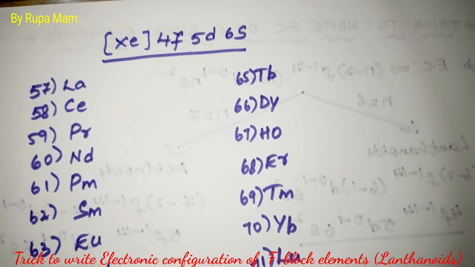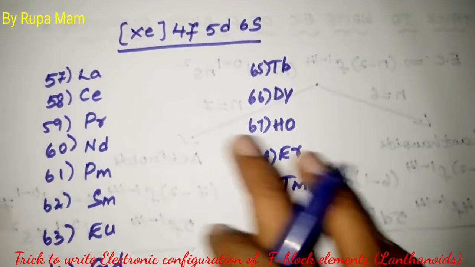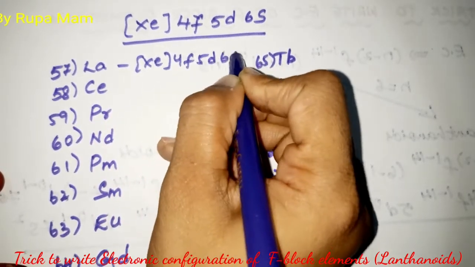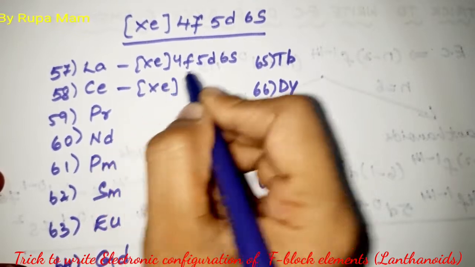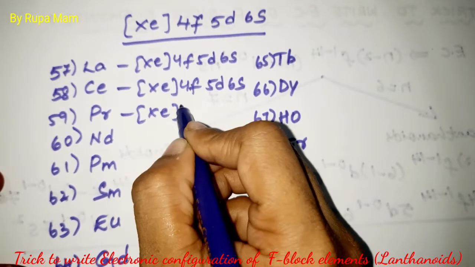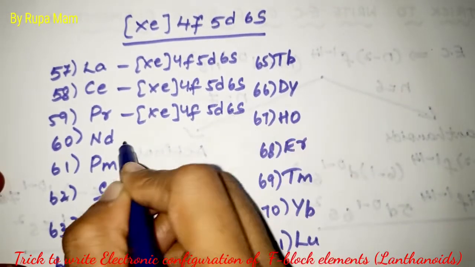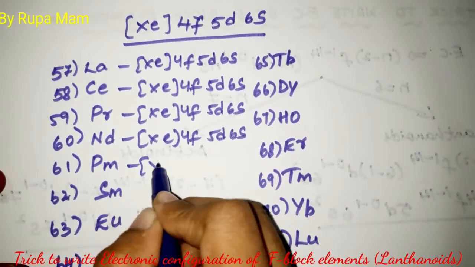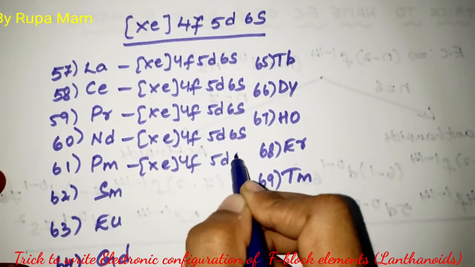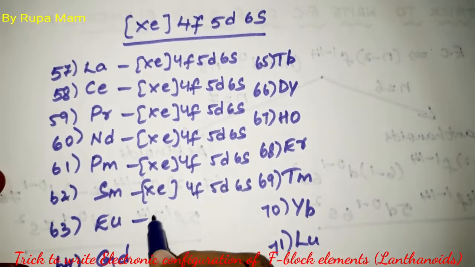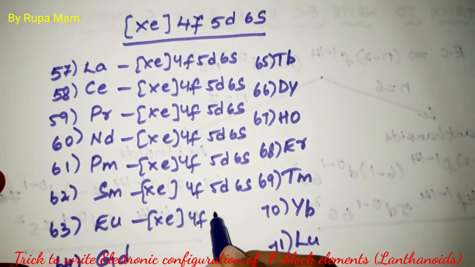First of all, from 1 to 14, write the configuration xenon 4f 5d 6s for all the elements. If you write like this, then it is very easy to fill the electrons of the f orbital, d orbital and s orbital, and it is very easy to remember the filling of the electronic configuration.